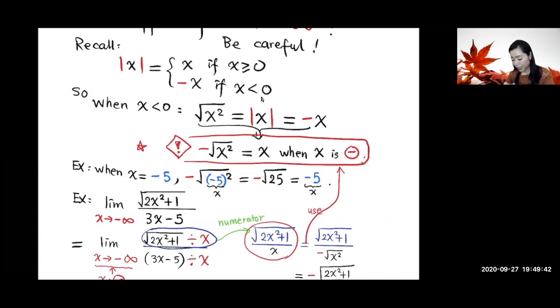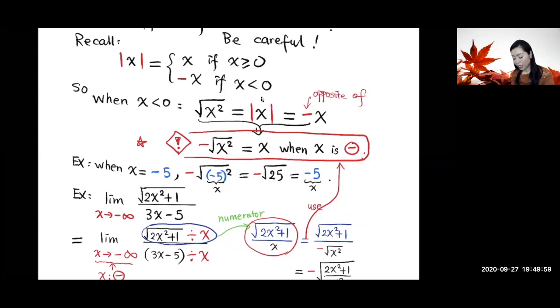Let me emphasize this one. That means opposite of. Now, if you multiply by negative 1 here and also here, you will get negative square root of x squared is equal to positive x over here. And that's when x is less than 0, when x is negative.